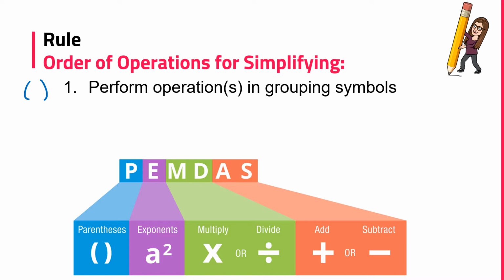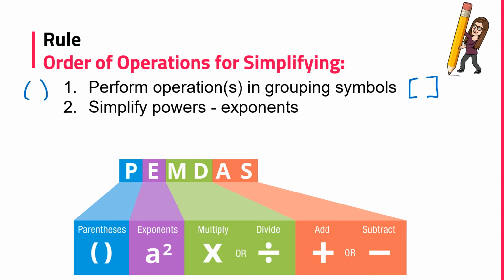The reason why we say that is sometimes instead of a parenthesis, you might have a bracket. That's a grouping symbol. We use it the same way. Step 2, E. E stands for exponents. You're going to perform and simplify any powers or exponents that need to be taken care of.